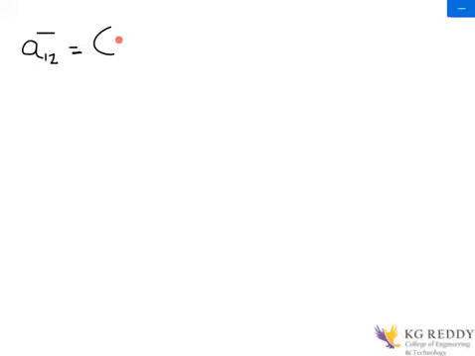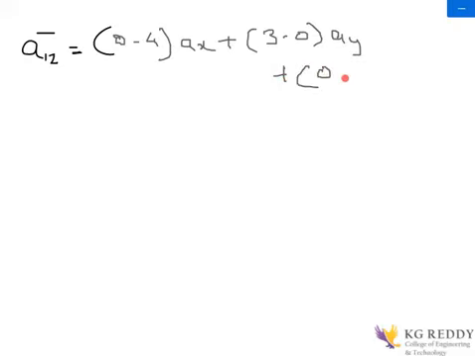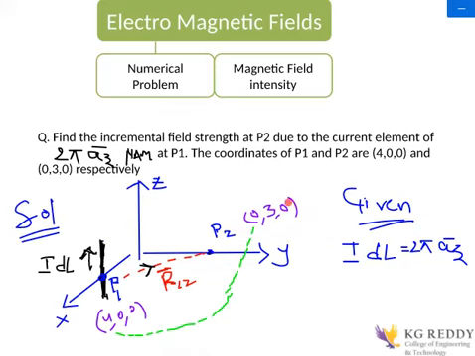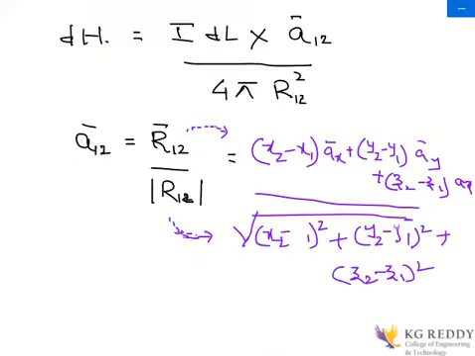0 minus 4 into ax. Plus y2 minus y1. What is y2 minus y1? Again, if you see here, I hope y2 is given as 3, right? So 3 minus 0, y2 is 3 and y1 is 0, into ay. Plus 0, because here z2 is 0 and z1 is 0. If you see the points P1 and P2, you can get this. So z2 is 0, z1 is 0, so 0 minus 0.